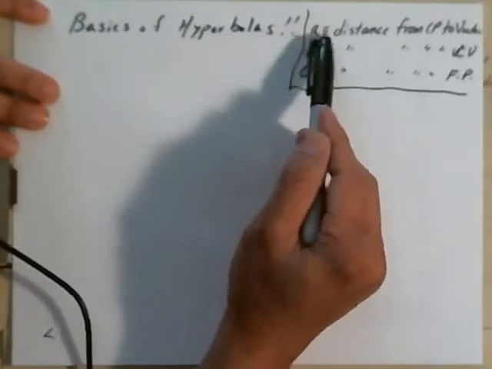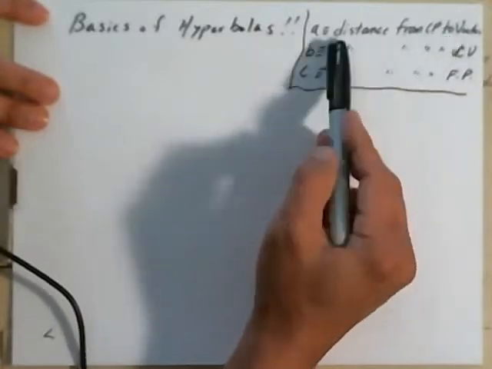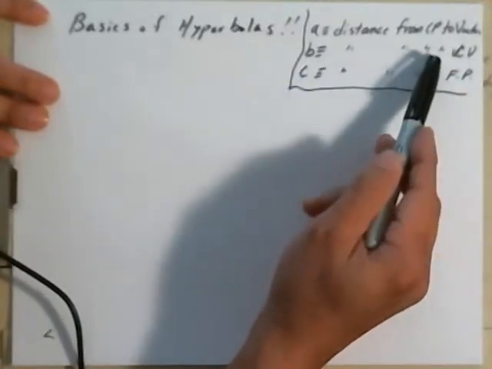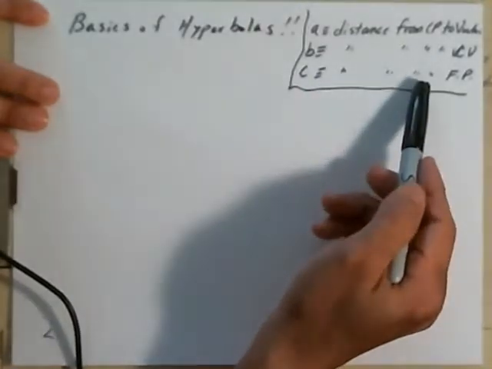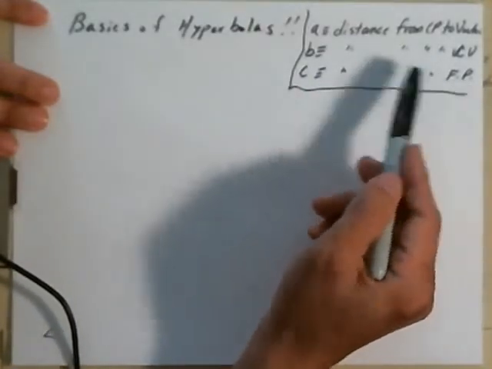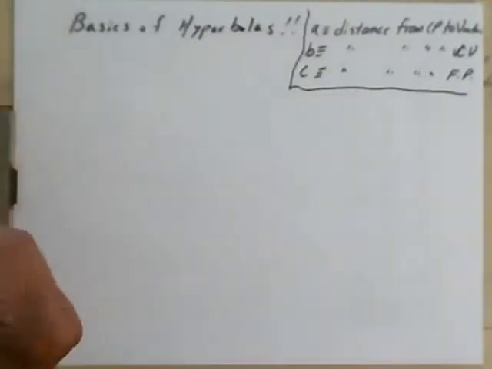A is defined as the distance from the center point to the vertex. B is defined as the distance from the center point to the co-vertex. And C is defined as the distance from the center to the focal point. So you have to know what A, B, and C are before you actually start.